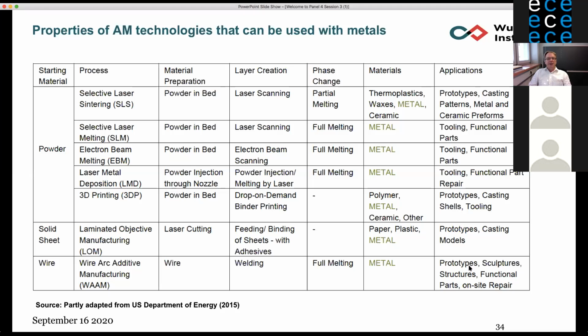Yes, and here you can see that there are numerous additive manufacturing technologies that can be used in general, and you can see here in green the different starting materials, but also kinds of material preparation that are available with additive manufacturing and where metals can play a role. Next slide, please.